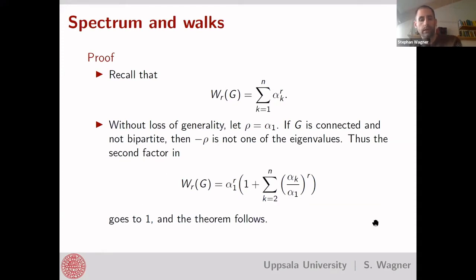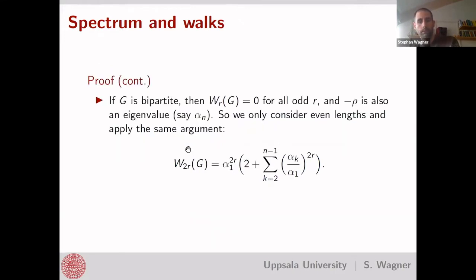I just take the rth root, and then the limit as r goes to infinity. And for bipartite graphs, I can do more or less the same thing, except that now minus rho is one of the eigenvalues, and I have to restrict myself to even values. So it's the same principle. Minus rho is then another eigenvalue. You can say the last one, alpha n, is minus rho. We just consider even lengths then, but otherwise the argument is exactly the same.